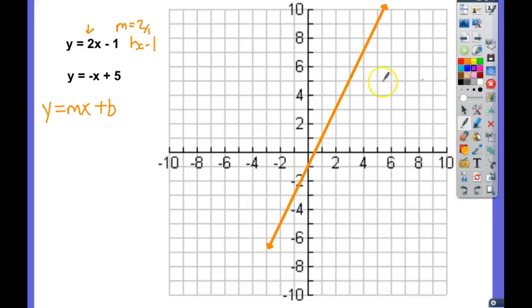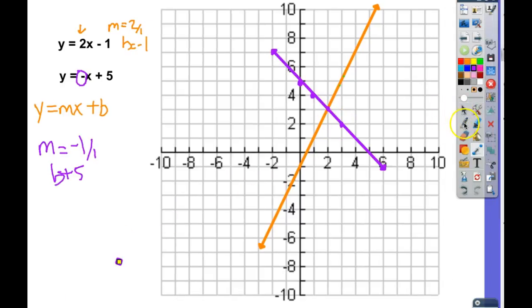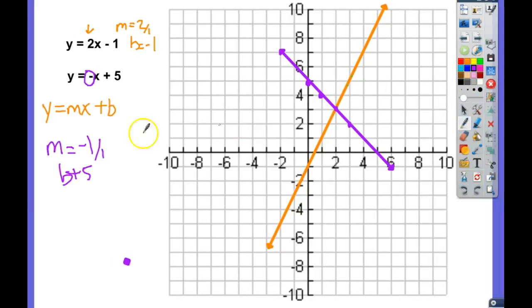So for the other one, let's do that real quick. m, what is m? There's nothing in front of the x. Well, that means it's 1. It's 1x. But it's a negative, so it's -1, and b is +5. So we'll start at +5, and then I'll count out -1. But that's over 1, of course, so rise over run is -1, 1, -1, 1, -1, 1. And there's my line. And of course, that is all the solutions to this equation, y equals -x plus 5.